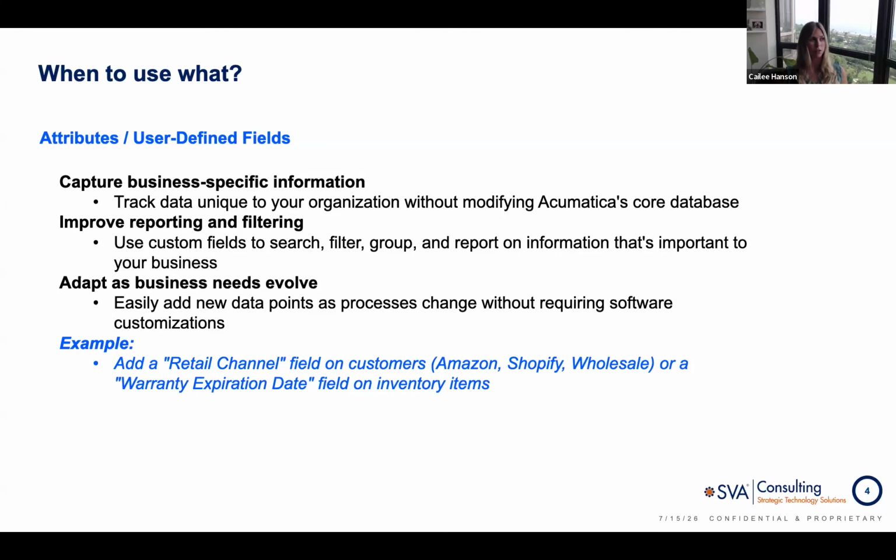And we can start to use those to capture business-specific information. So, hey, Acumatica works great for us, but we're in a very specific industry and we need additional fields that don't exist out of the box today, perhaps because they're irrelevant to other types of users or different types of companies within Acumatica. So we can add that to make it more business-specific information in terms of our data. We can use that to improve our reporting and filtering, what's important to us. And then it can also adapt as the business needs evolve.